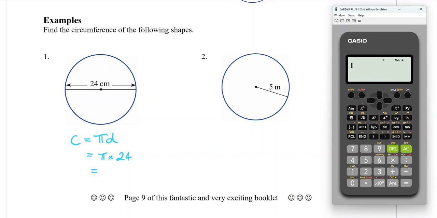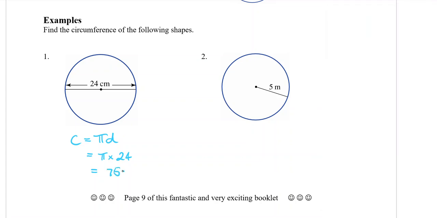To get the pi, you need to press shift and the times 10 button right down here at the bottom. So you've got your pi, then you times it by 24. We're going to do one decimal place. 75.4 centimeters. The question didn't say how many decimal places, so as long as you round correctly, that is fine. Let's do it again.